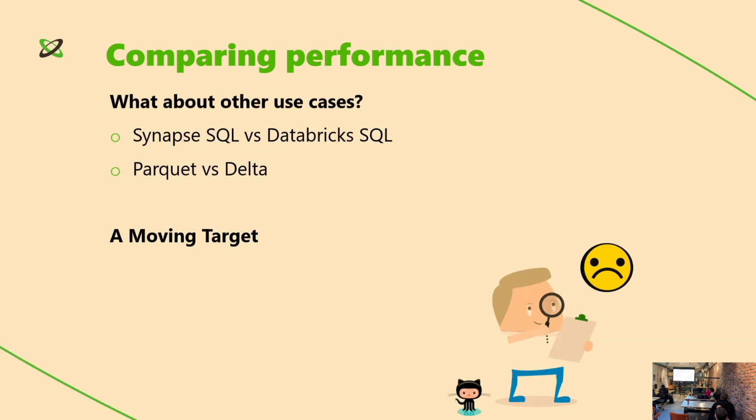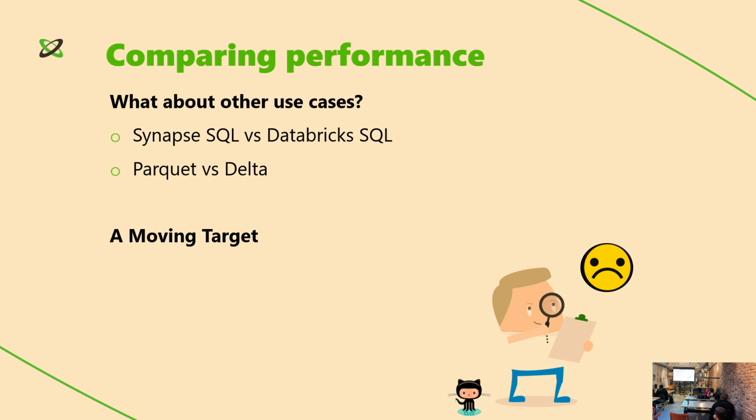So Henk thinks that's fine, but am I really going to base this decision on one use case? Do we really make a decision based on one use case if we want to pick a tool? I don't think so. So what about other use cases, if we want to use Synapse SQL versus Databricks SQL, or if we want to store our data in a Delta format instead of a Parquet format? Are the performance differences then going to be the same as well? Probably not. Oh no. Okay.